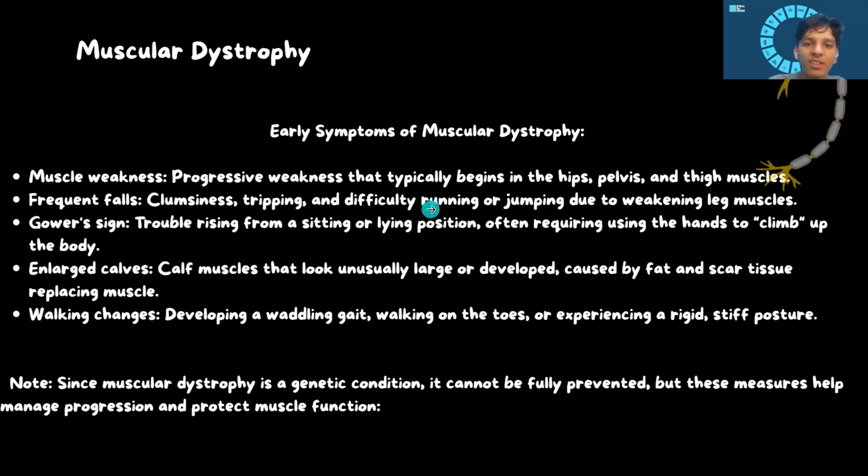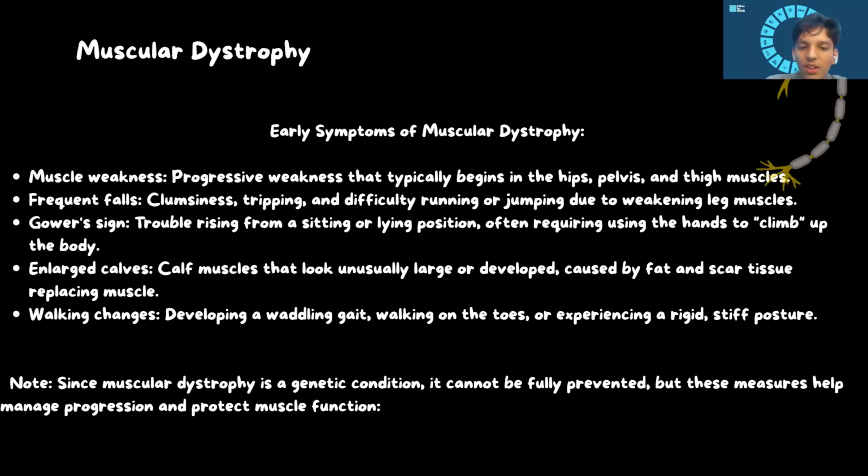Okay, and muscular dystrophy, as I said, is a genetic disease that causes muscular weakness. So muscle weakness, progressive weakness, frequent falls, clumsiness, tripping, and trouble rising from a sitting or lying position. If your muscles are getting weak, it's quite a lot of trouble to get up. Enlarged calves, because muscle is replaced by fat and scar tissue, and walking changes: waddling gait, walking on your toes. Your muscles are affected a lot, so you can't even walk properly.